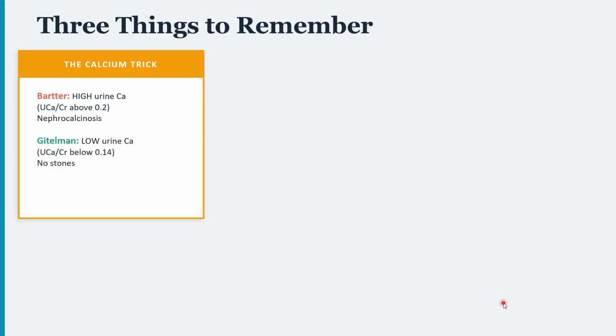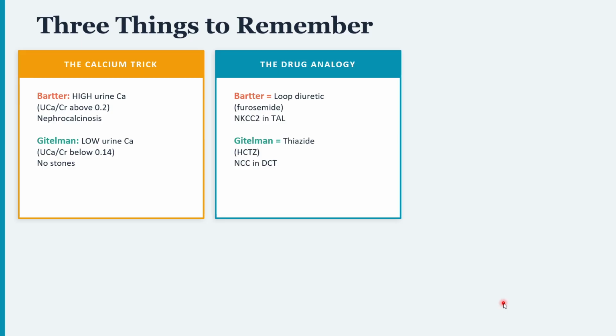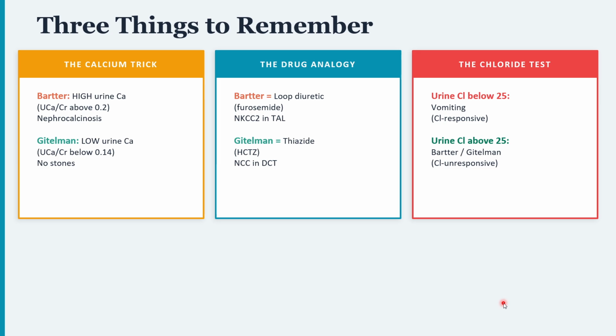So, three things to take away from this episode. Number one, the calcium trick. Bartter has high urine calcium, above 0.2, with nephrocalcinosis. Gitelman has low urine calcium, below 0.14, no stones. One test separates them. Number two, the drug analogy. Bartter equals loop diuretic, Gitelman equals thiazide. If you know what those drugs do to calcium, you know the syndrome. Number three, the chloride test. Urine chloride below 25 means vomiting, above 25 means Bartter or Gitelman.